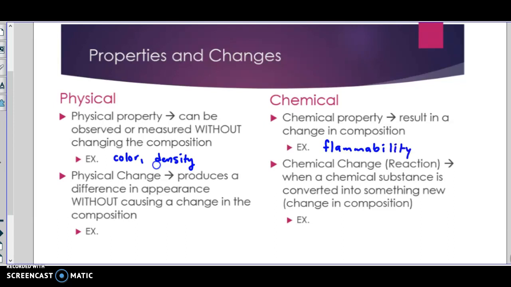A physical change produces a difference in appearance, but does not change composition. For example, melting ice, it's still a form of water. Or ripping a piece of paper, it's still paper. Chemical changes are chemical reactions. That's when a chemical substance is converted into something that's brand new. For example, when we burn something, or when we digest it, because it changes.